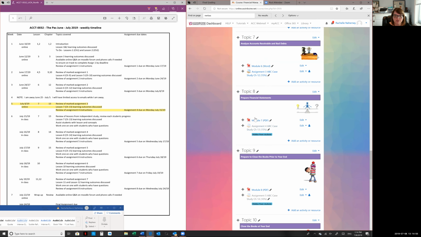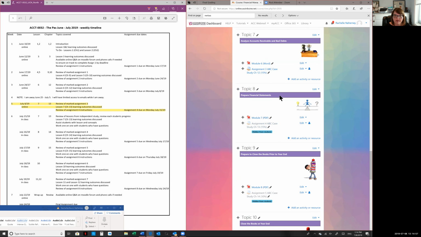And if we scroll down to preparing financial statements, module 7, that's what we're going to be working on tonight. And this deals with chapter 13 of the textbook. Chapter 13 is interim profit and loss. So that's the new concept that's being discussed tonight, and that's part of assignment 4 and this week's lesson.